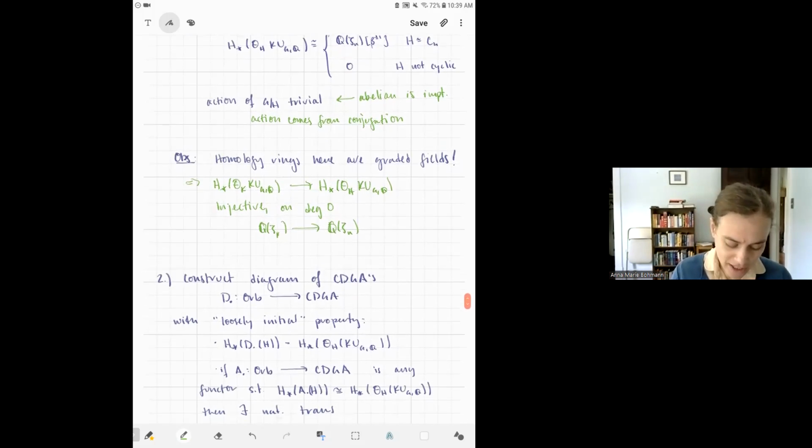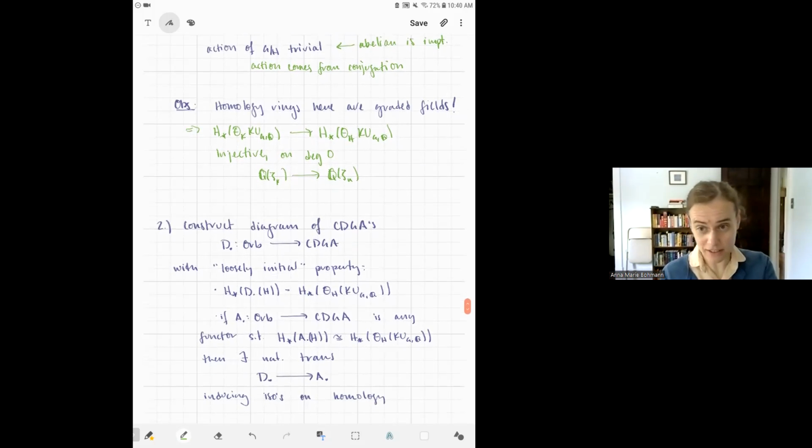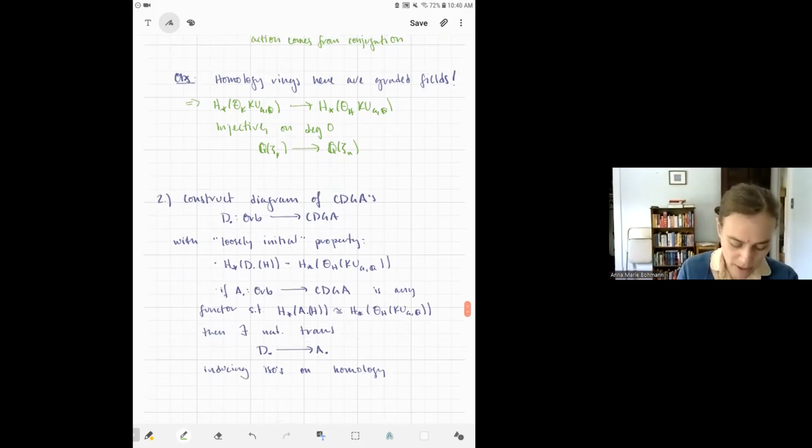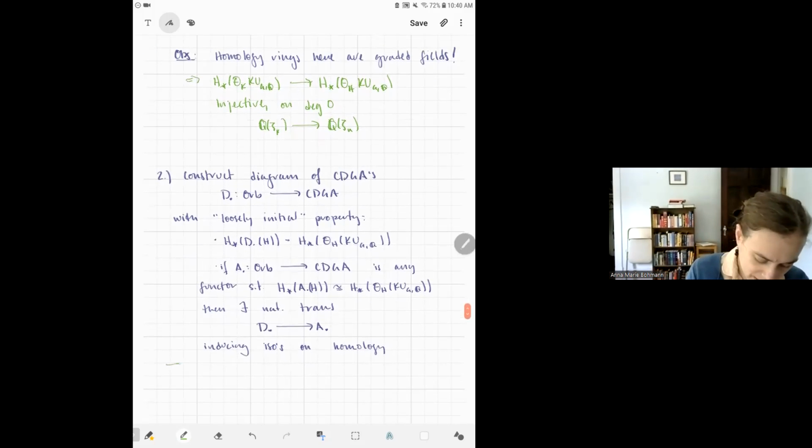It should also have the additional property that if I have any other functor, any other algebraic object in my algebraic model with the same homology as periodic complex K-theory, then I have a natural transformation, a map of functors, from my loosely initial D to A that induces an isomorphism on homology. That's the sense in which it's loosely initial. There's no uniqueness condition here, but there's always a map. So this implies that any A with this homology is what we might call diagrammatically formal.